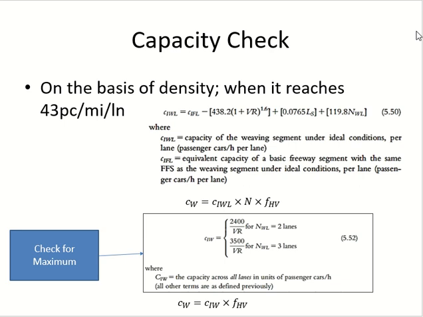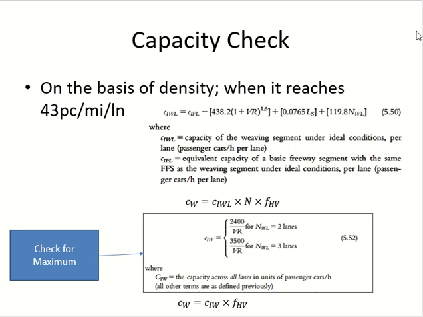What is VR? Ratio of what? Weaving upon total. Let us call it flow. It will not change. But anyways, LS. What is LS? Length of the auxiliary lane, meaning the distance between the two ramps. And what is NWL? Number of weaving lanes.